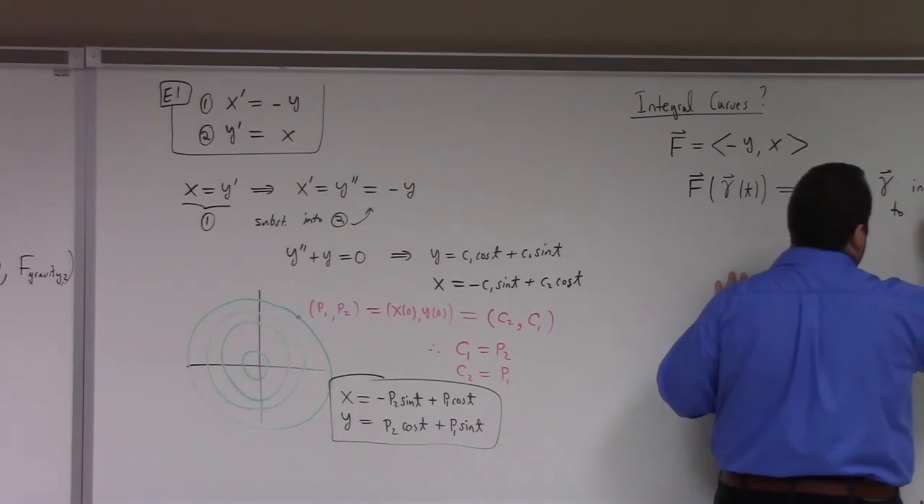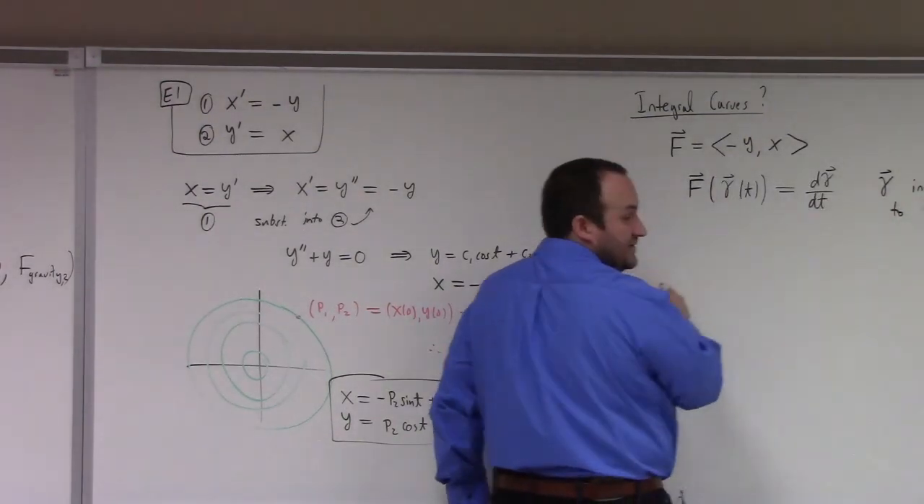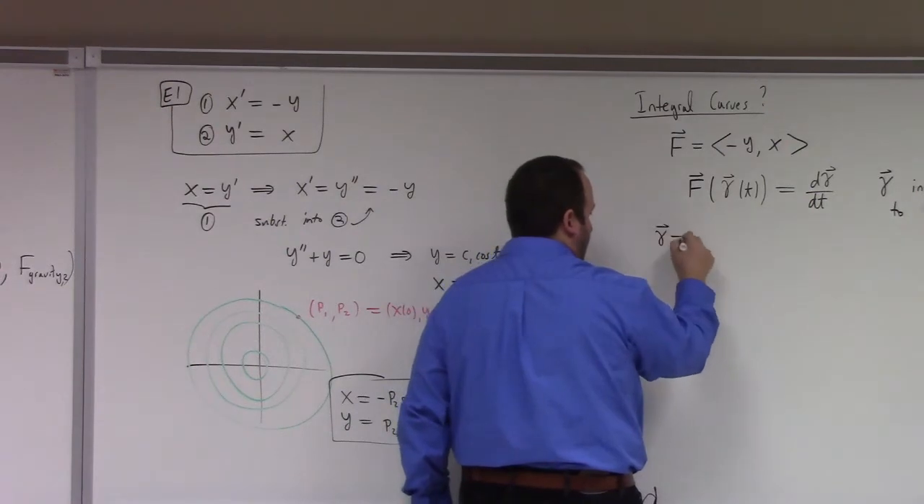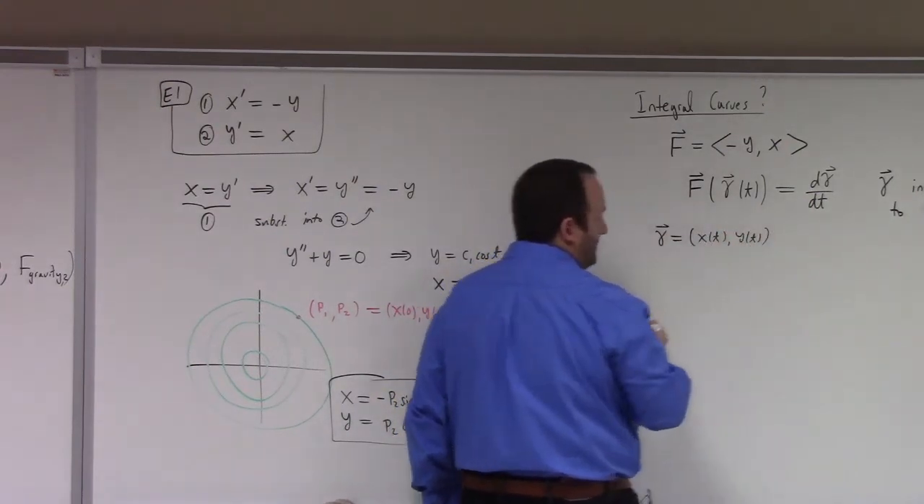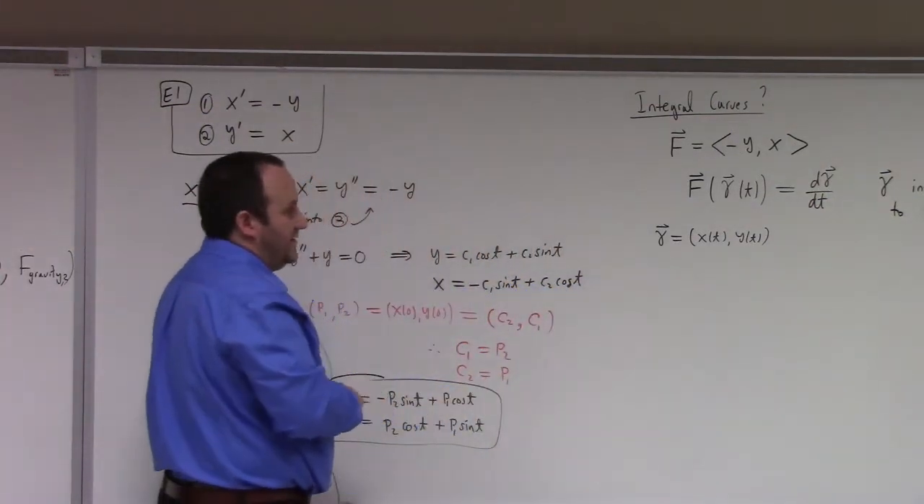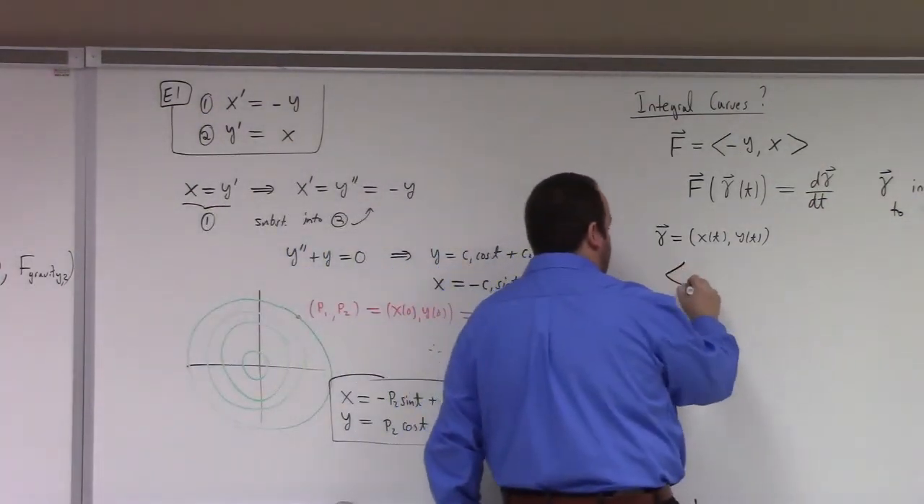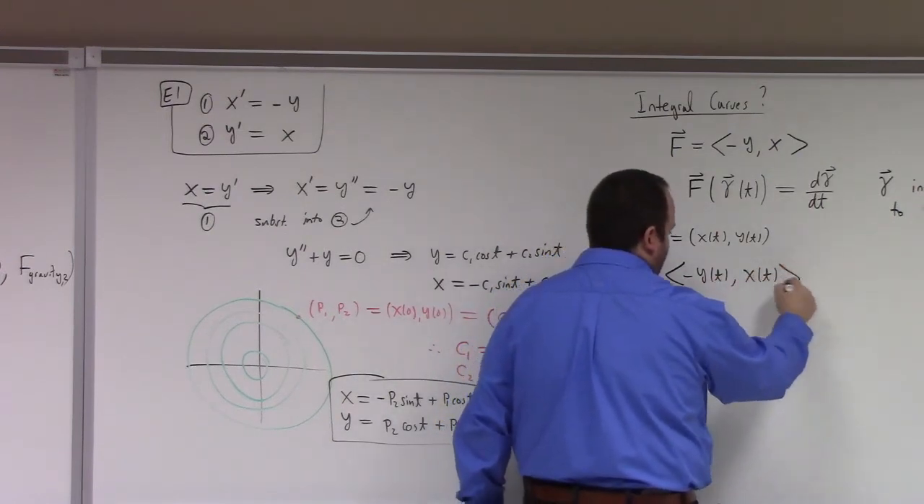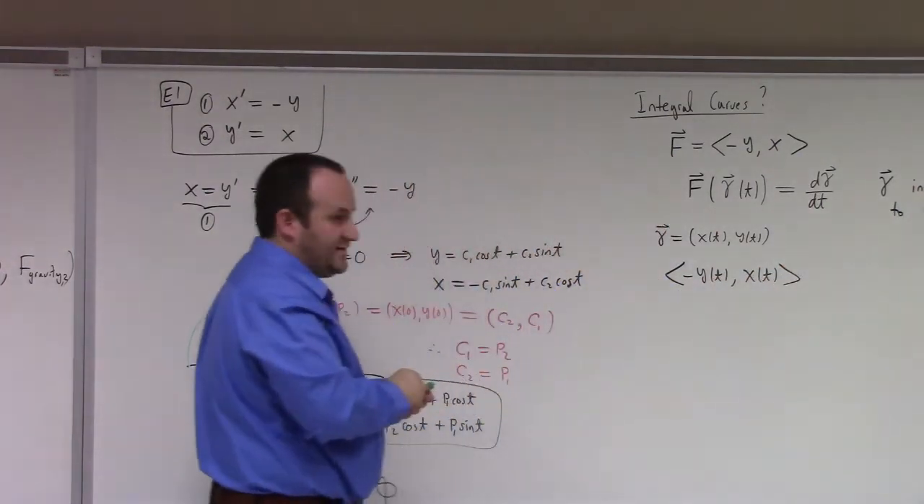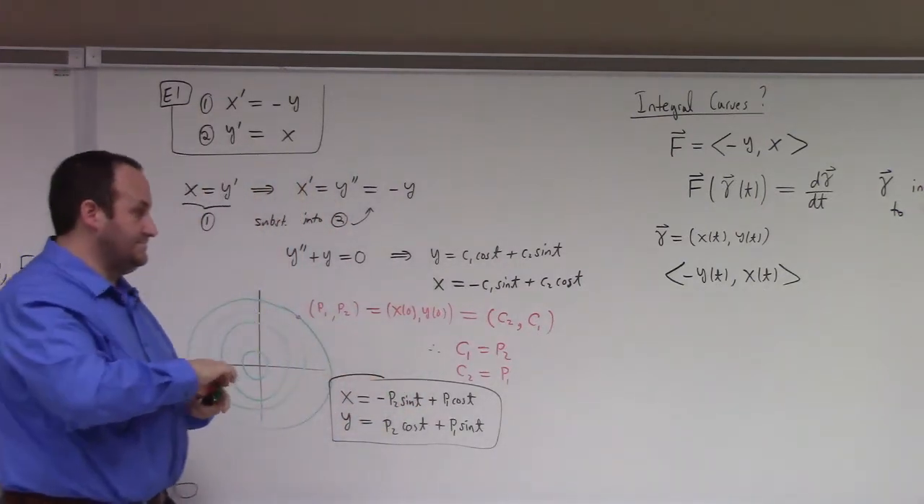So if you look at what this condition says, if gamma equals (x(t), y(t)), what's f of gamma of t? Well, it's (-y(t), x(t)). That's my f at (x(t), y(t)).